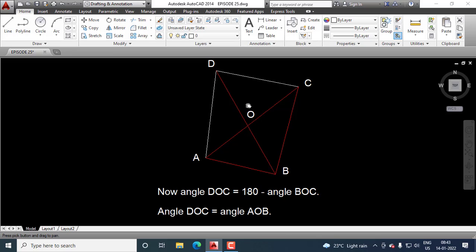We know this angle DOC and we know DO and OC. Therefore, applying cosine rule, we can calculate this side CD. We know this angle DOA and we know these two sides OA and OD. Therefore, applying cosine rule, we can calculate this side also. That means if we calculate this side and this side, we have calculated all the four sides and we know the diagonals also. So we can easily measure the area of this field.